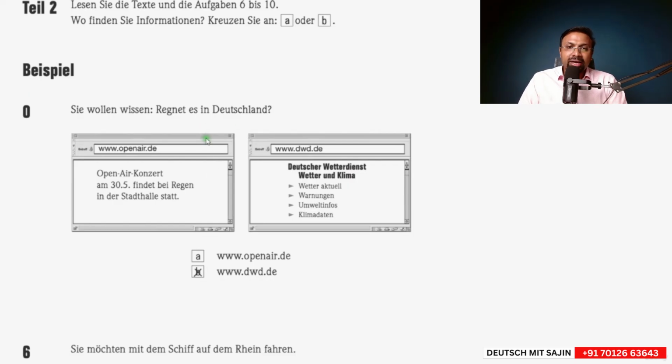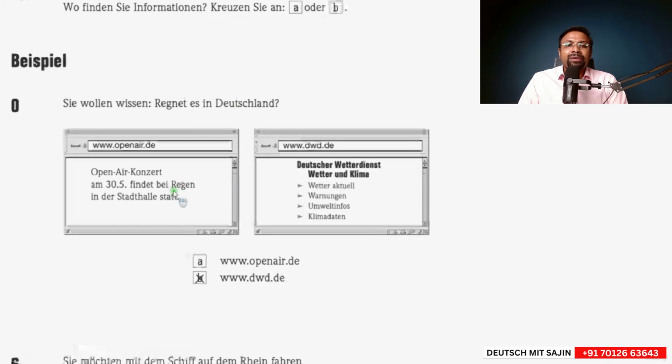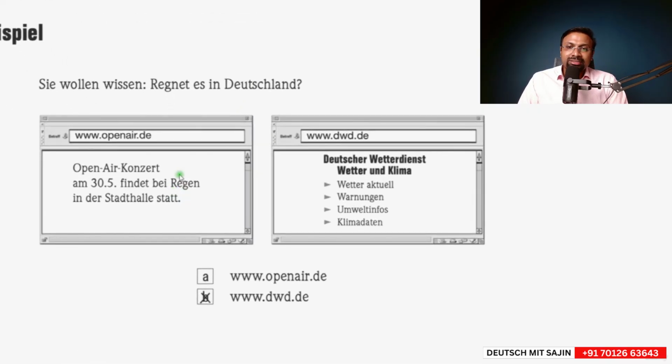So here it is a Beispiel, an example. "Sie wollen wissen, regnet es in Deutschland?" You want to know, does it rain in Germany? I will show you the first example here and then if you like you can pause the video and do this exercise by yourself. It's up to you, but I will show you the example here so you know how to work.